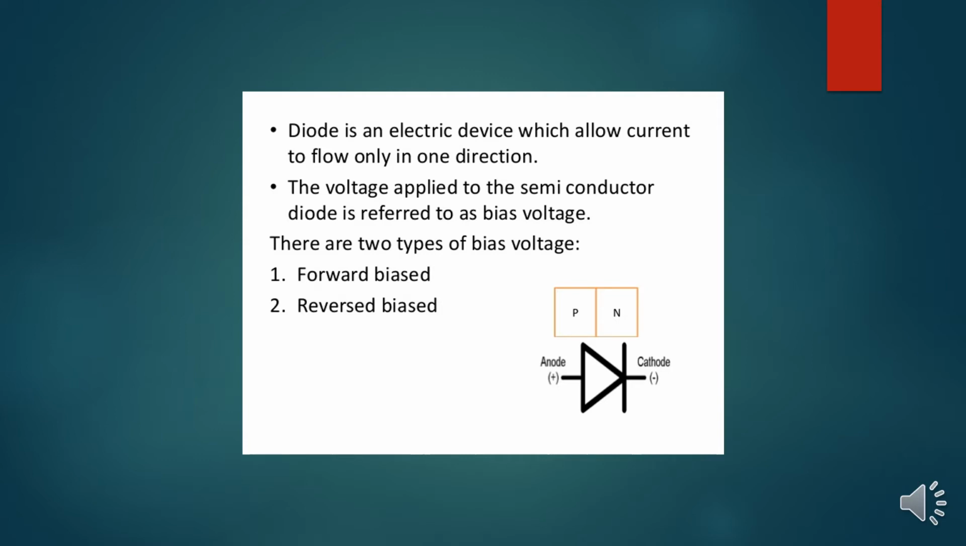Diode is an electrical device which allows current to flow in only one direction. The voltage applied to the semiconductor diode is referred to as a bias voltage.